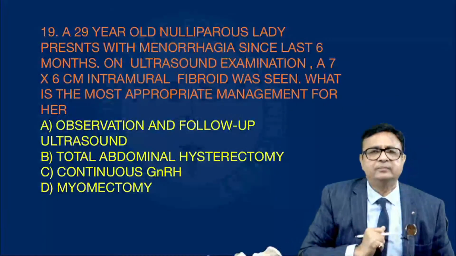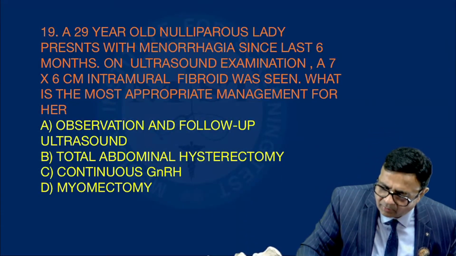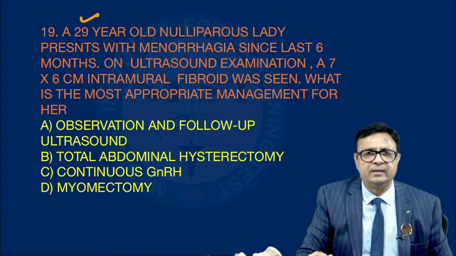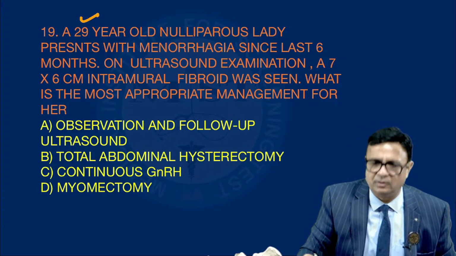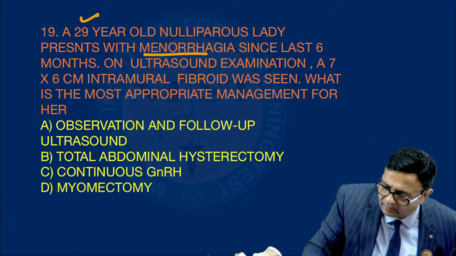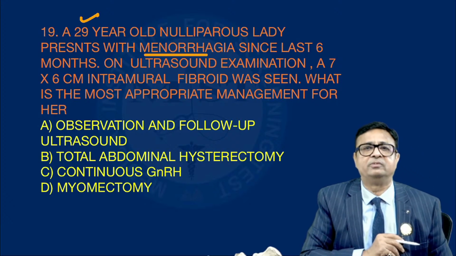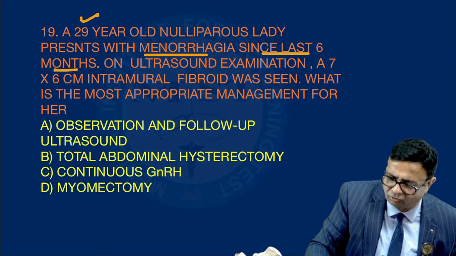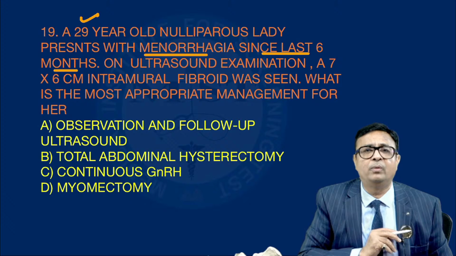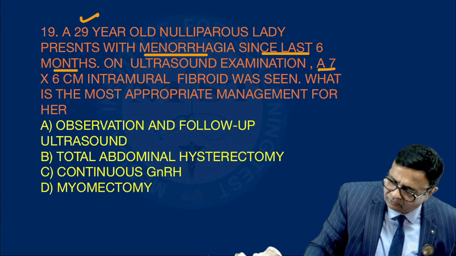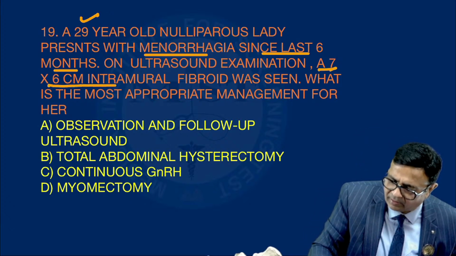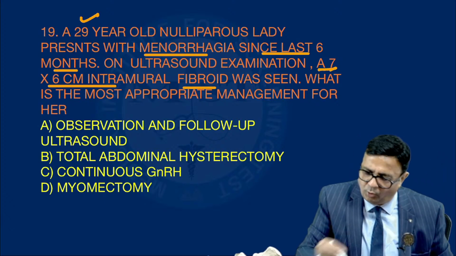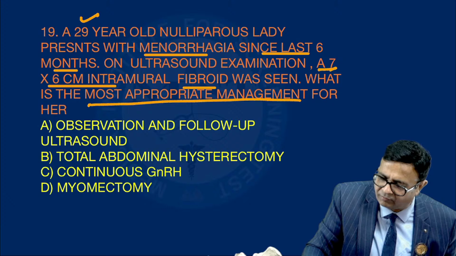Next question. A 29-year-old multiparous lady. Her age is 29 years. She presents with menorrhagia. Her complaint is menorrhagia, and this menorrhagia has been present for the last 6 months. On ultrasound examination, a 7 by 6 centimeter intramural fibroid was seen. What is the most appropriate management for her?